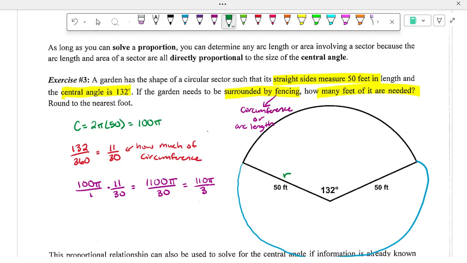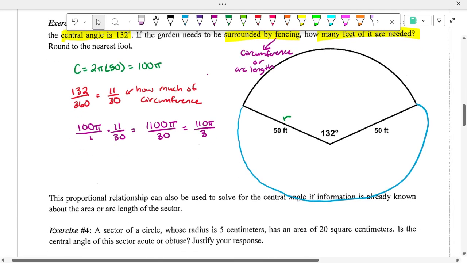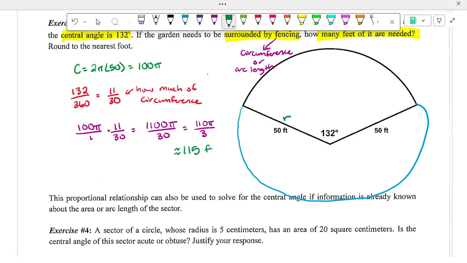Paula, pick someone to tell me that. All right, so what is my approximate arc length? 115 feet if we rounded. Now, is that my answer?